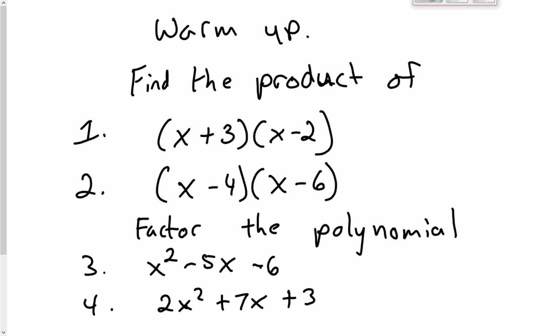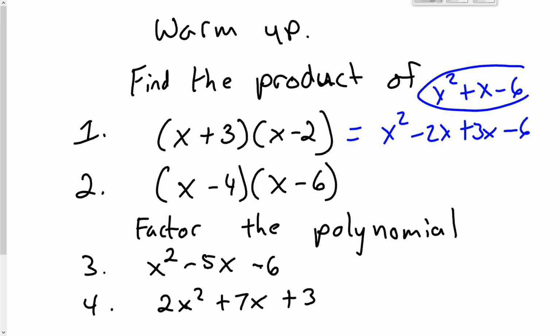Okay, so you're asked to find the product, right? We've been practicing these for a couple weeks now, right? So we can FOIL, you can distribute, or you can make a table. The answer to this should be x squared minus 2x plus 3x minus 6, and then you combine like terms, so you get x squared plus x, because negative 2x plus 3x is x. Okay, so that's your final answer for number 1 there.